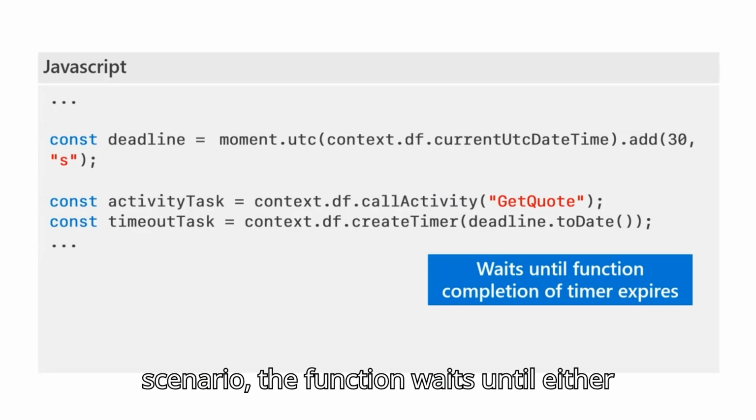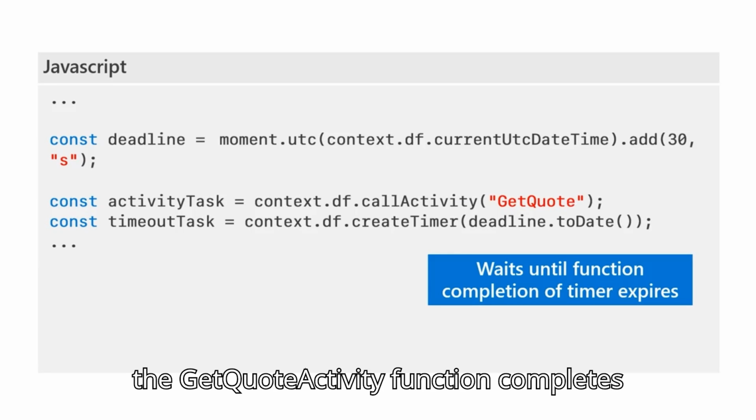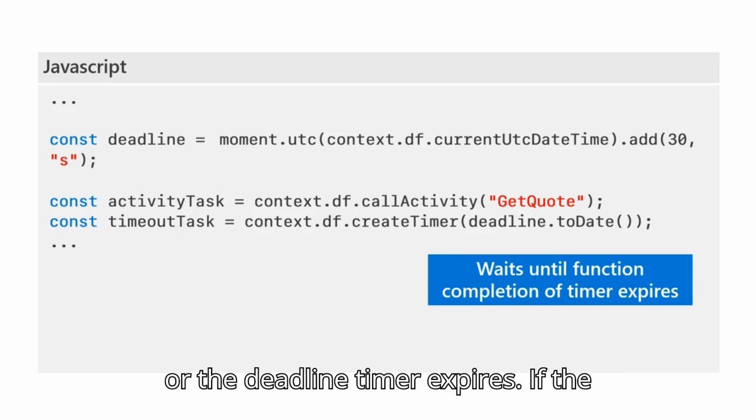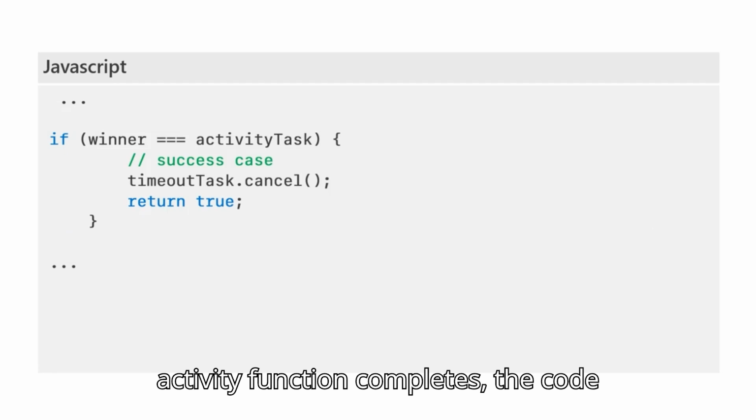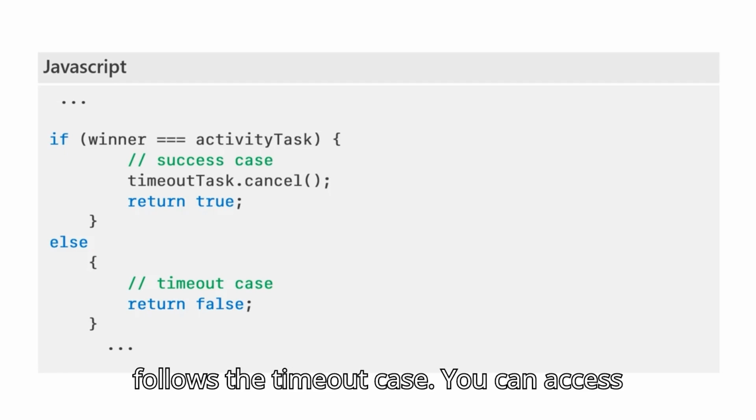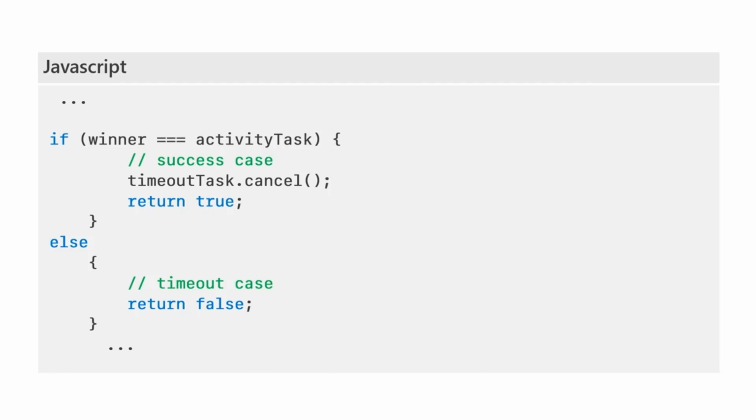In this example scenario, the function waits until either the getQuoteActivity function completes or the deadline timer expires. If the activity function completes, the code follows the success case. Otherwise, it follows the timeout case. You can access the full source code for this example from the reading at the end of this lesson.